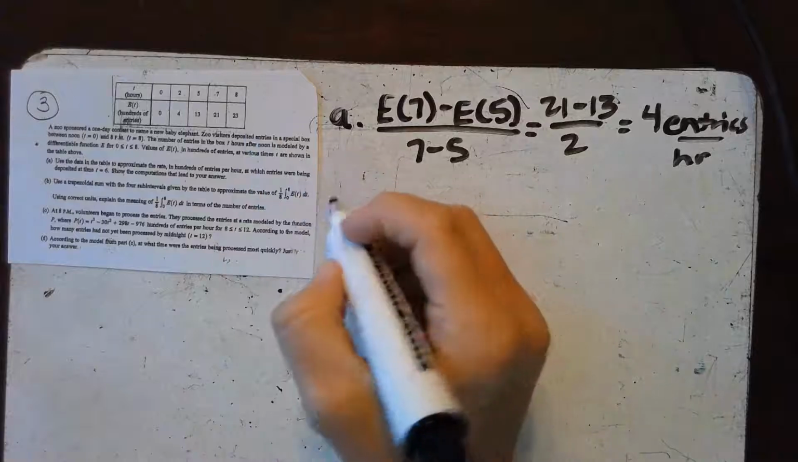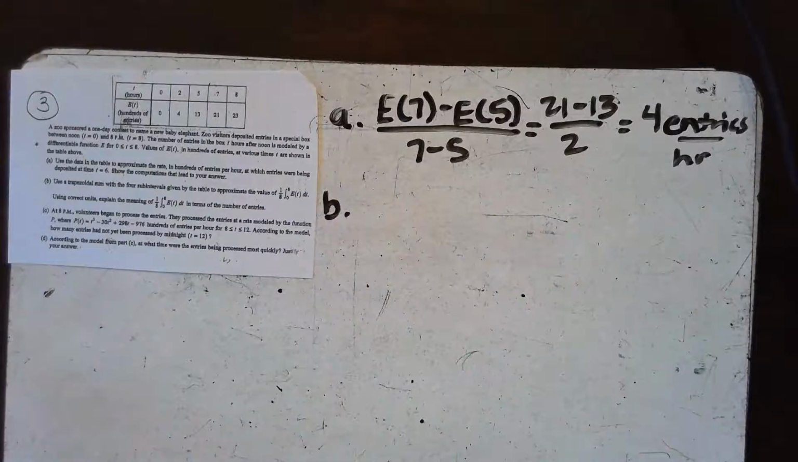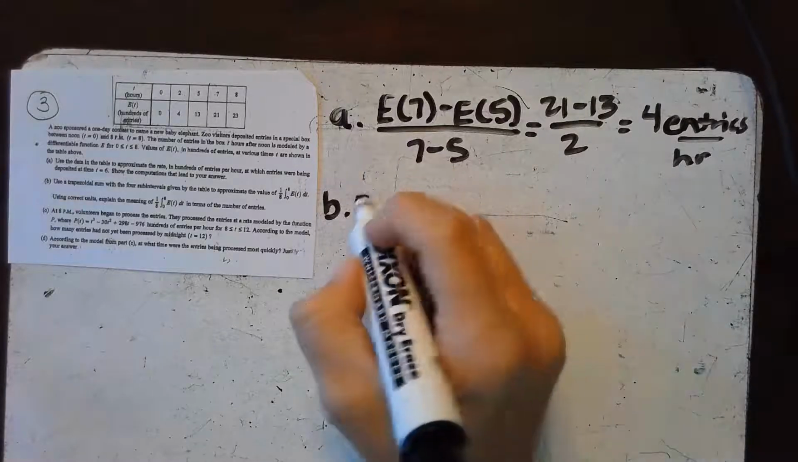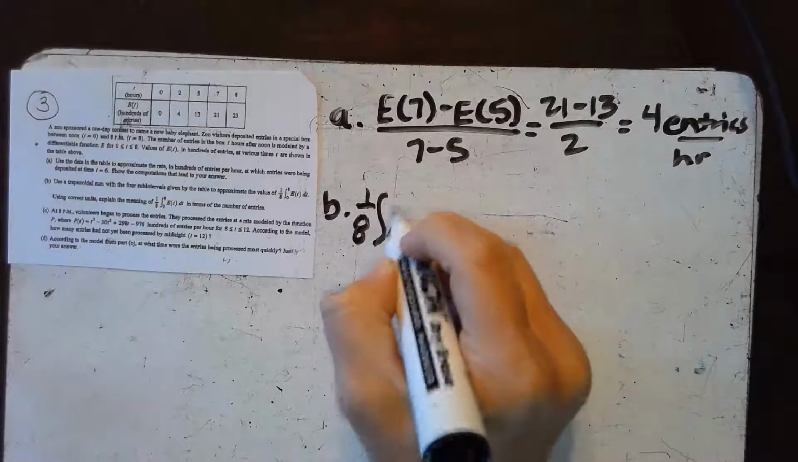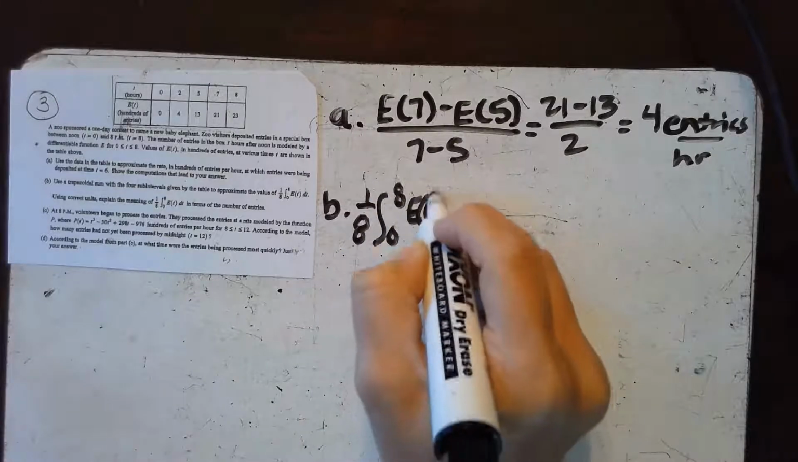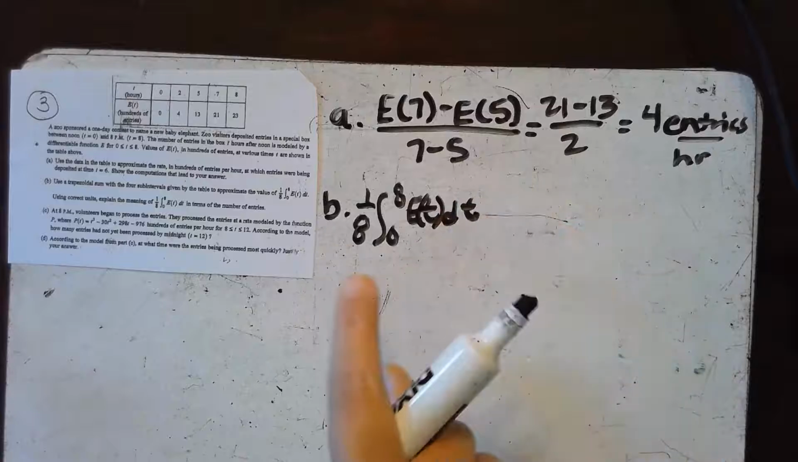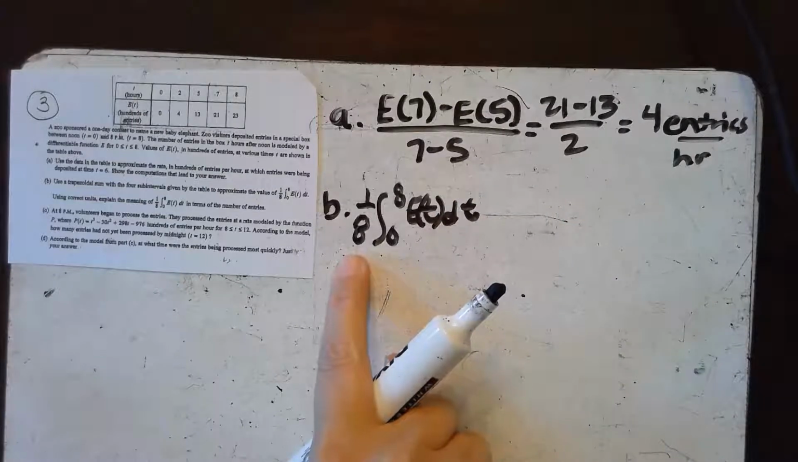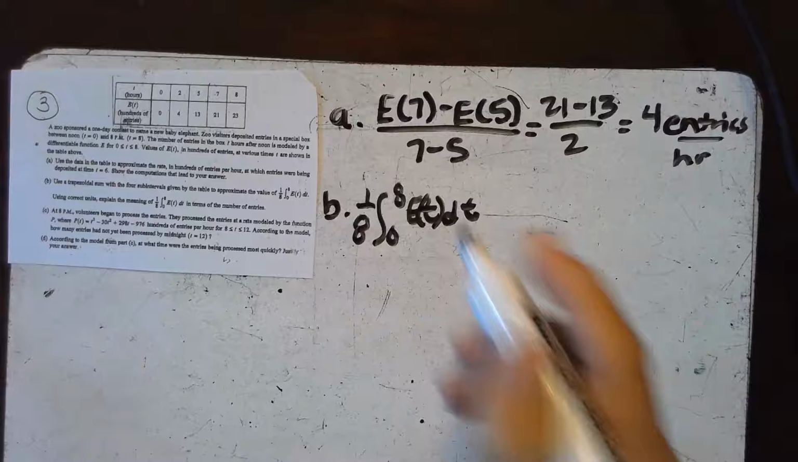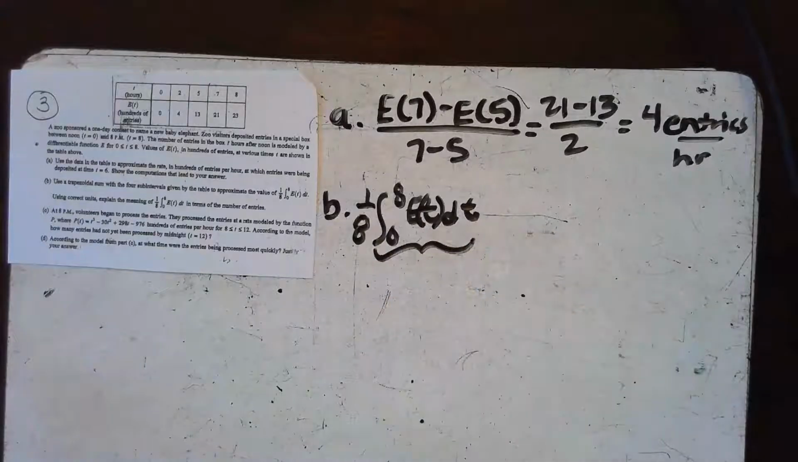All right, let's look at B. Use a trapezoidal sum with the 4 subintervals given by the table to approximate the value of this right here. Make sure you write this down. Now, I want you to notice that 1/8 is not part of the Riemann sum. The Riemann sum for trapezoids is just the integral part. So I will have to multiply it by 1/8 in the end. And I'm doing trapezoids, and I'm doing 4 subintervals.